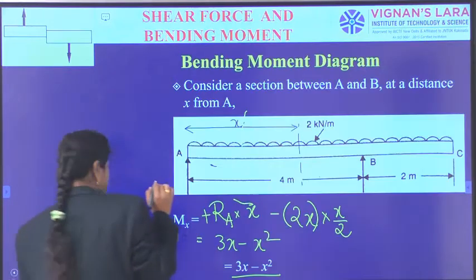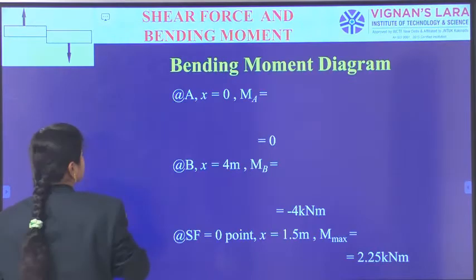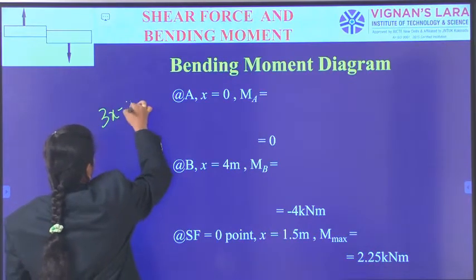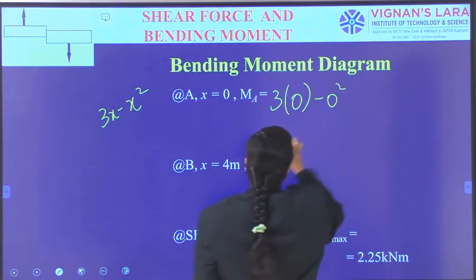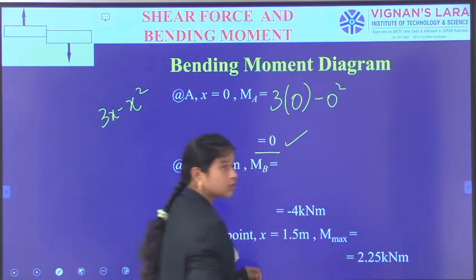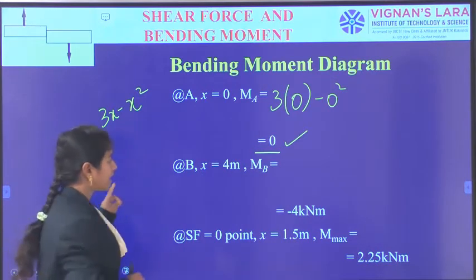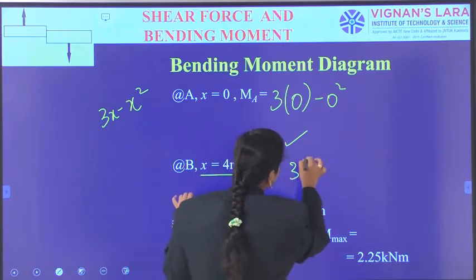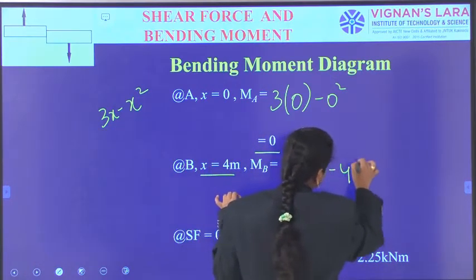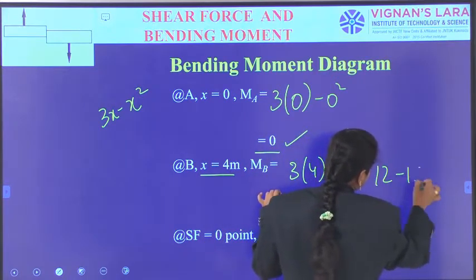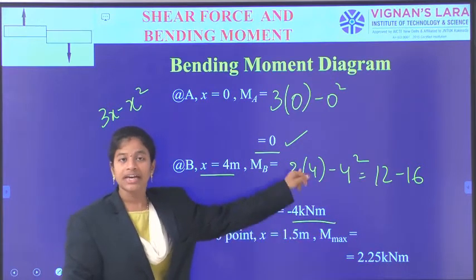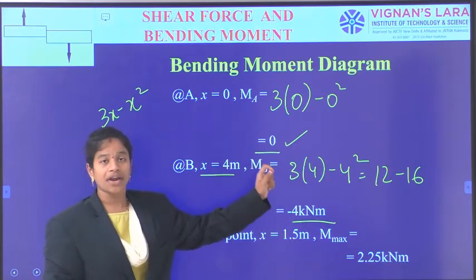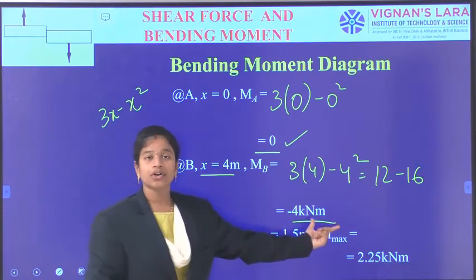As the equation for this is 3x minus x square, at x equal to 0, we have got 0 kilonewton meter at the support A. And then at x is equal to 4 meter, 3 into 4 minus 4 square, 12 minus 16, which is minus 4 kilonewton meter. So in this way we have got the bending moment at the point B as minus 4 kilonewton meter.